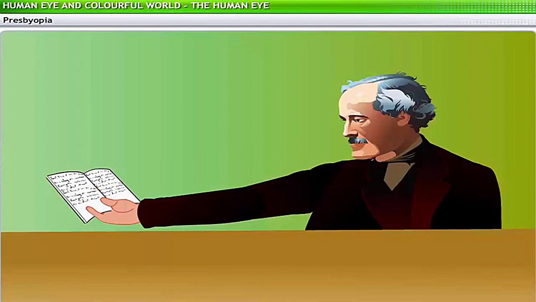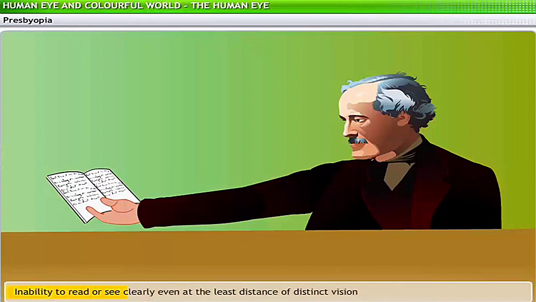Presbyopia is a condition in which the crystalline lens of an eye loses its flexibility. Persons suffering from presbyopia are unable to read or see clearly, even at the least distance of distinct vision, which is 25 centimeters.